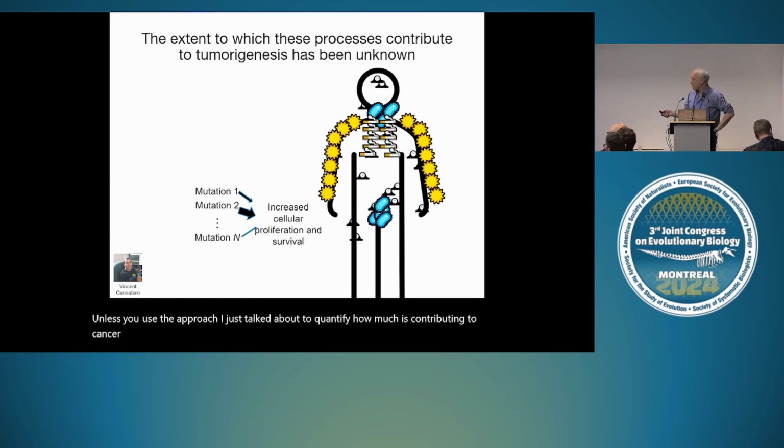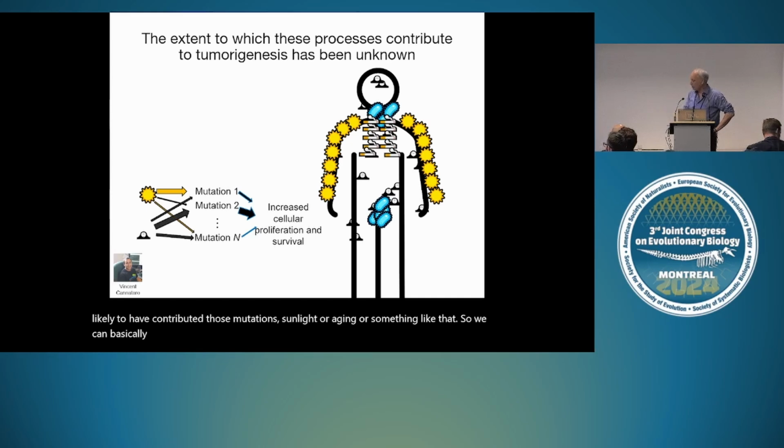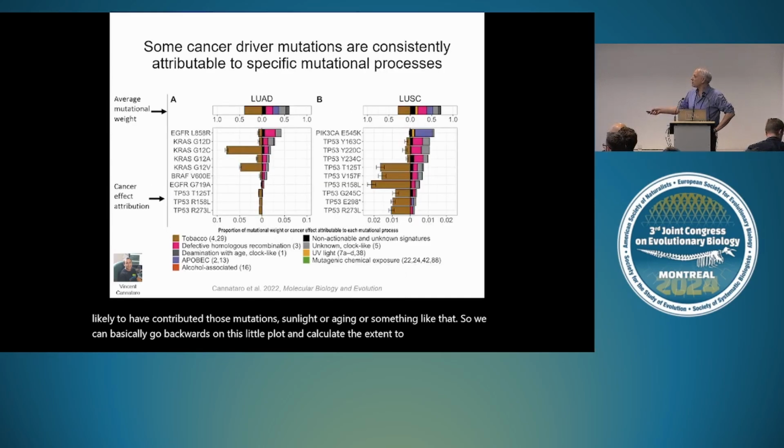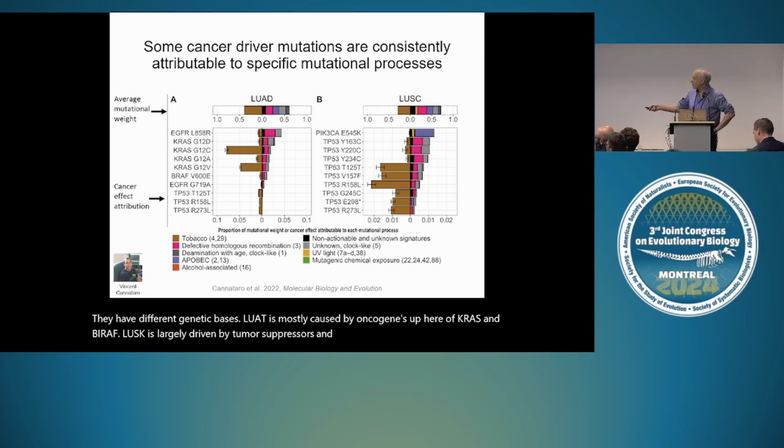So you've got your different mutations, and we know how much they're contributing to cellular proliferation and survival, but we also know which kinds of processes are most likely to have contributed those mutations, sunlight or aging or something like that. So we can basically go backwards on this little plot and calculate the extent to which every mutation was caused by, say, in this case, tobacco smoke, which is in brown here. And this is in lung adenocarcinoma and lung squamous cell carcinoma. They have different genetic bases. LUAD is mostly caused by oncogenes up here, KRAS and BRAF. LUSC is largely driven by tumor suppressors. And so you can actually map out which kinds of mutations are happening due to which kinds of cancer types.